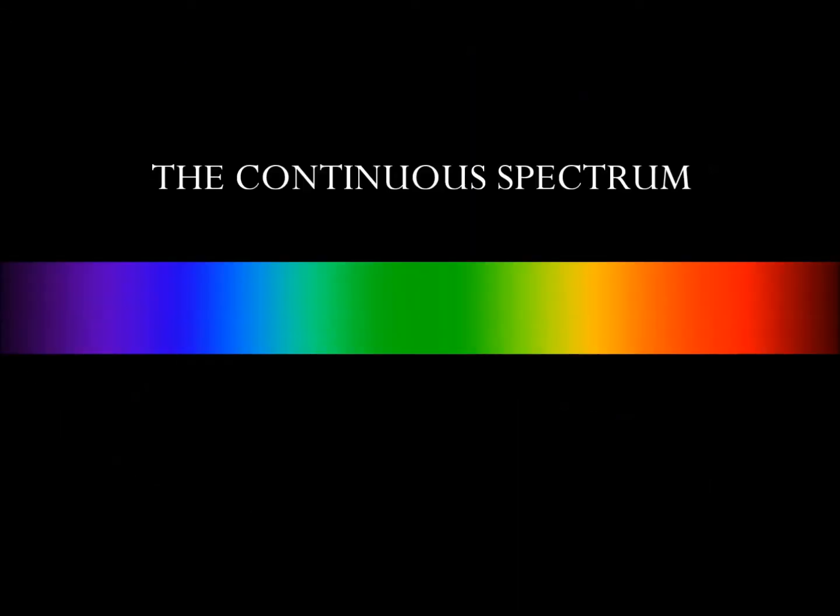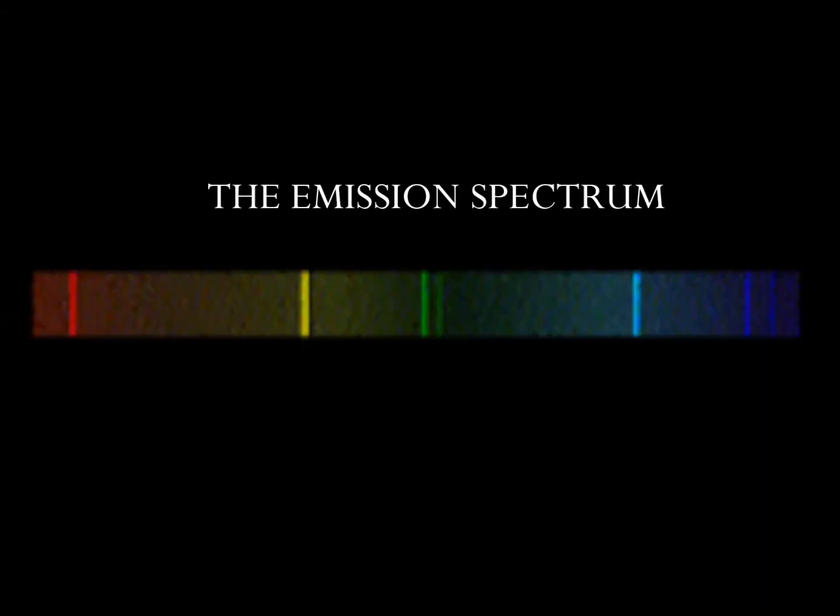Now let's take a look at a few different types of spectrums. We have the continuous spectrum, emitting all wavelengths of light. This one is the most common to us. The emission spectrum is when atoms do not experience many collisions with particles and only a few photons are released.